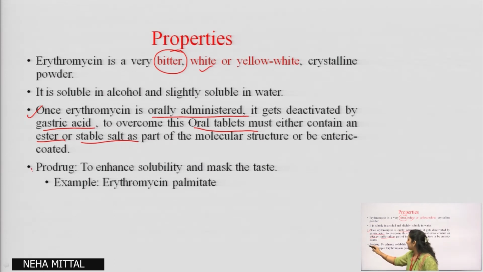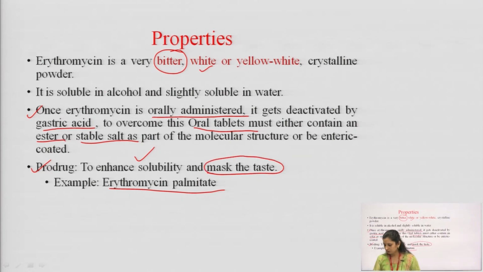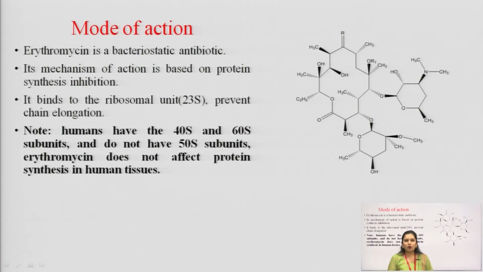Here we see the example of erythromycin palmitate. Erythromycin palmitate is a prodrug and it gets converted into the active erythromycin by the action of enzymes or chemicals. We see that it has high solubility and it masks the bitter taste of erythromycin. If we talk about the mode of action, it will be the same, as it is bacteriostatic in action.